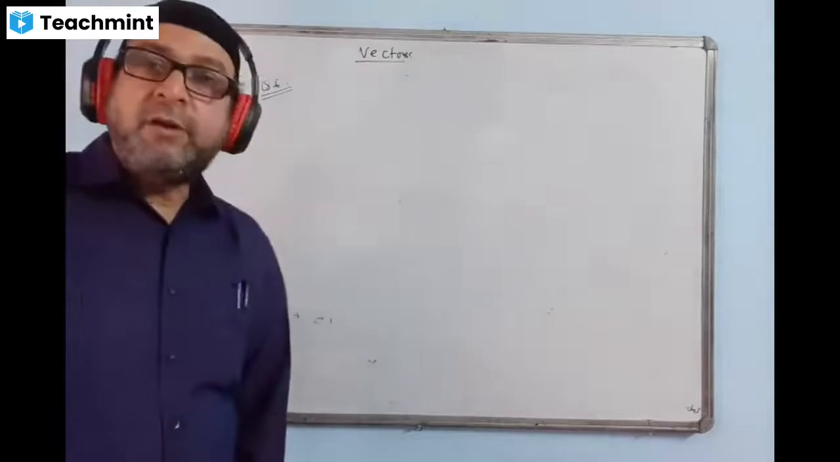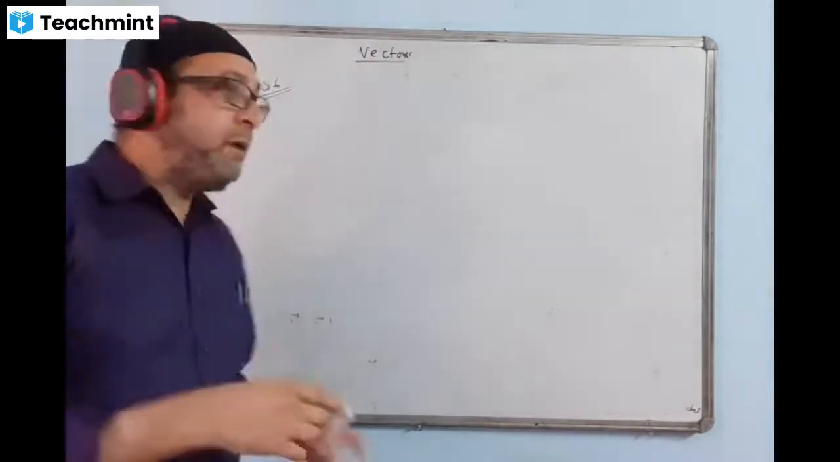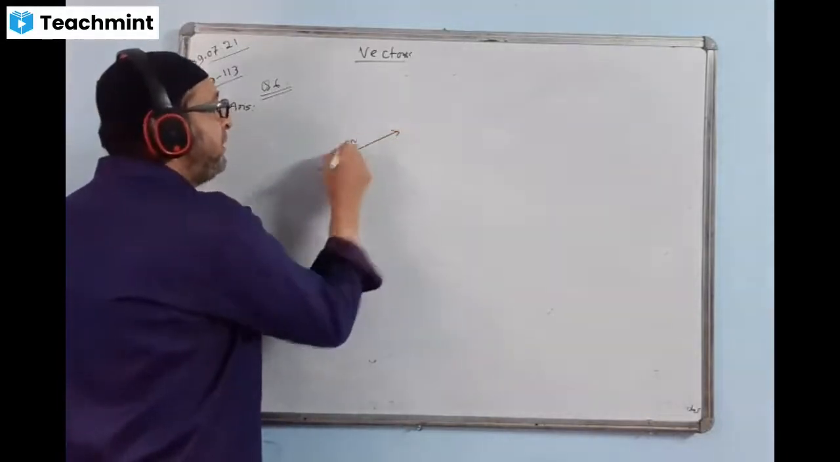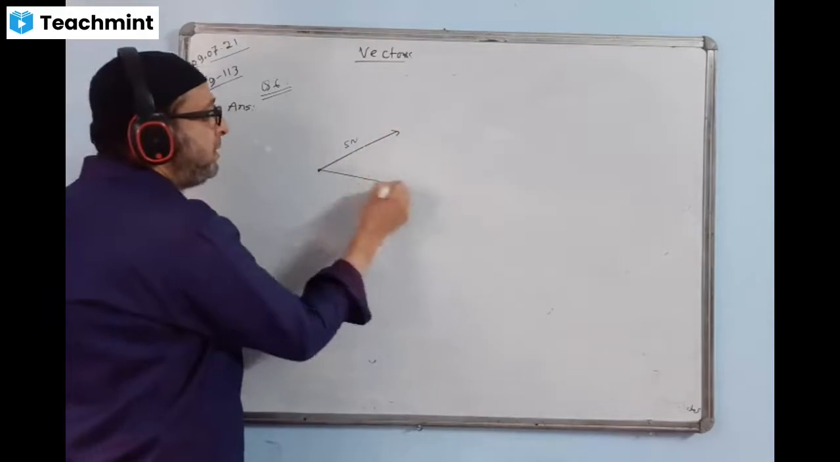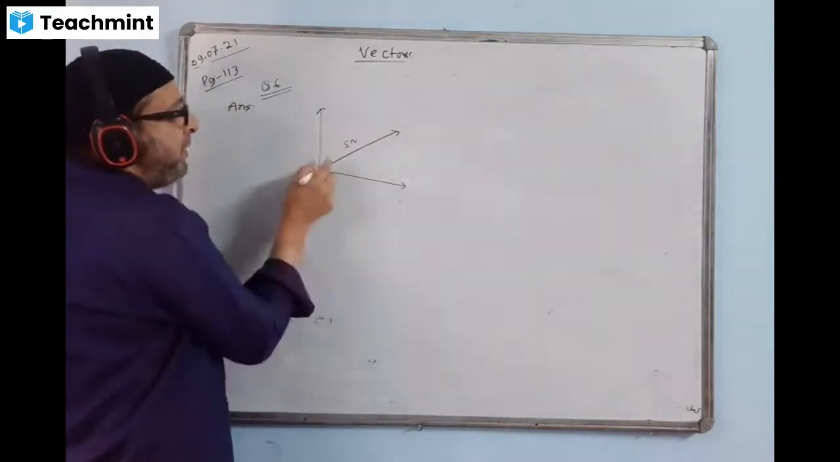Okay. You can draw a figure. They are saying there is a force of 5 Newton. You can draw the 5 Newton like this. There are two components: one component is here, and another component will come here like this. You know that the 5 Newton force is breaking into two components.